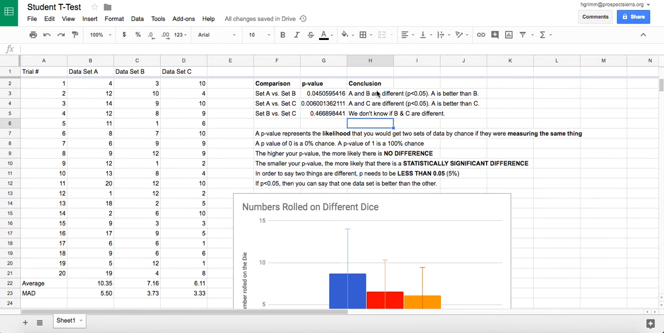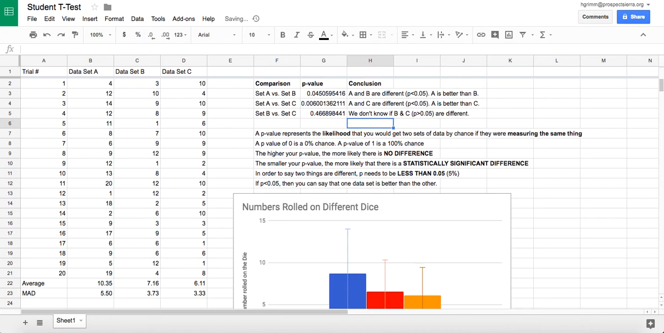The way you would report this in your summary of results or in your conclusion is you'd say, A and B are different, and then in parentheses say P is less than 0.05. And you might say, A is better than B because A has a higher average. A and C are different. P is less than 0.05. A is better than C. We don't know if B and C are different because P is greater than 0.05.